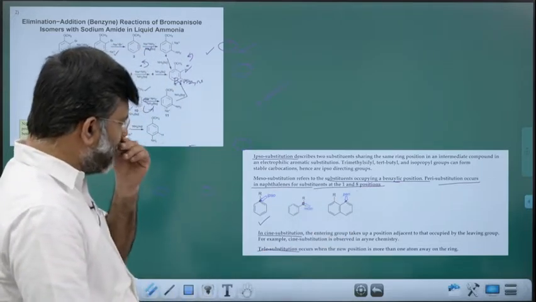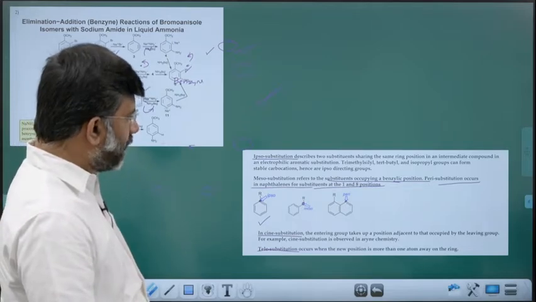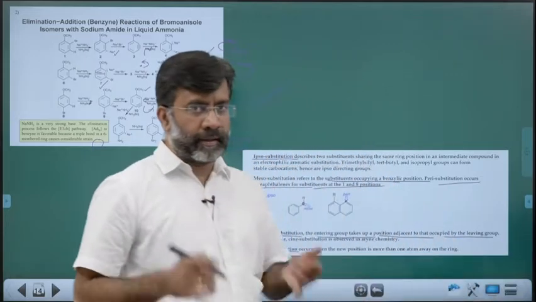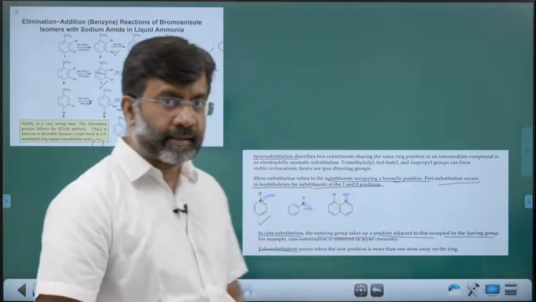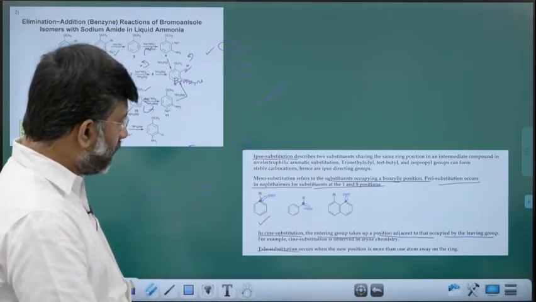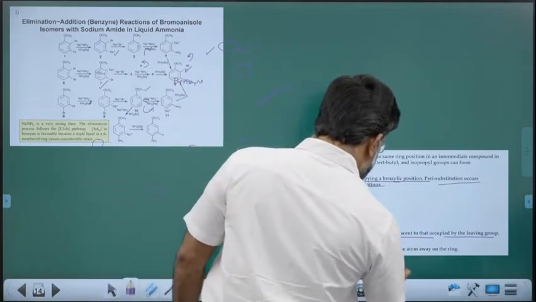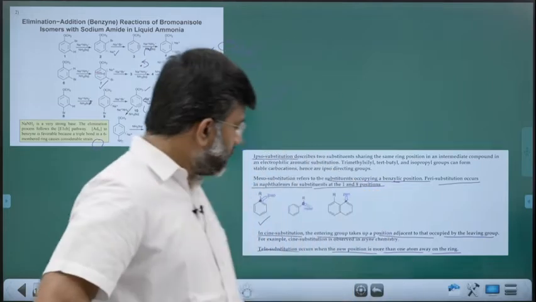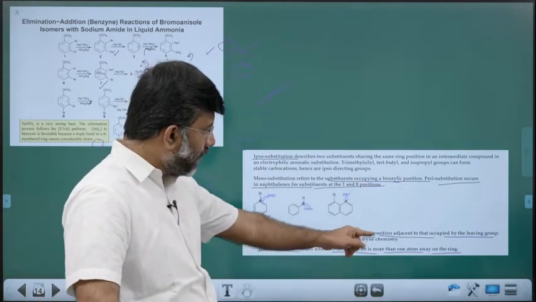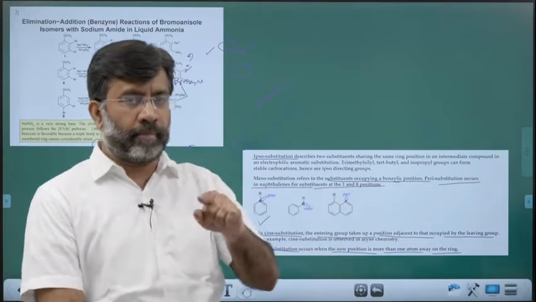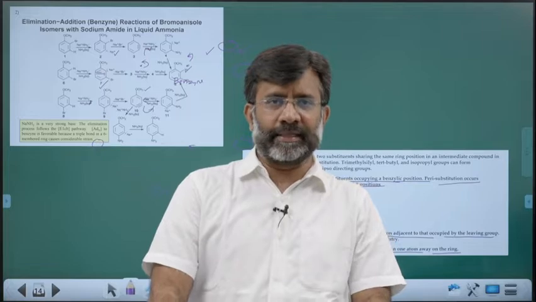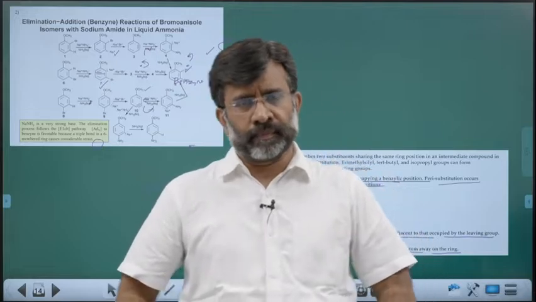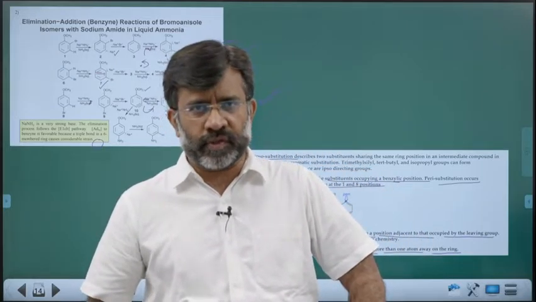Cine substitution means the entering group takes a position adjacent to that occupied by the leaving group. The entering group comes in at the position adjacent to the leaving group. That is cine substitution. What is tele substitution? Tele substitution means the new position is more than one atom away on the ring compared to the leaving group. That is tele substitution. So just have a picture of these various kinds of substitutions. There can be an advanced level question from this area.